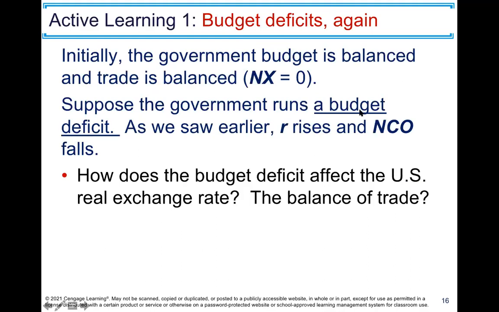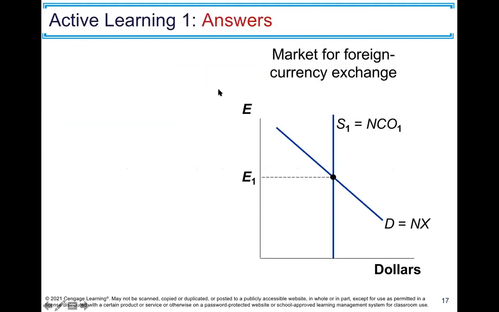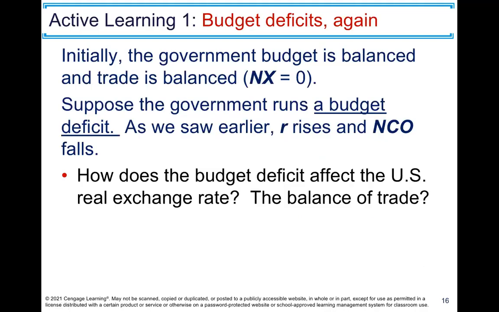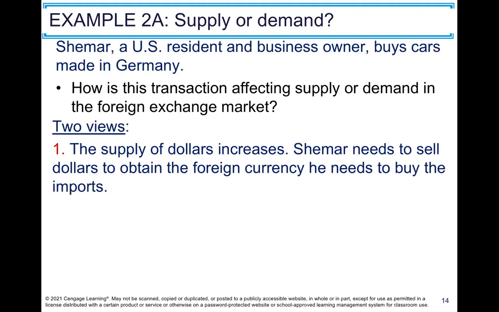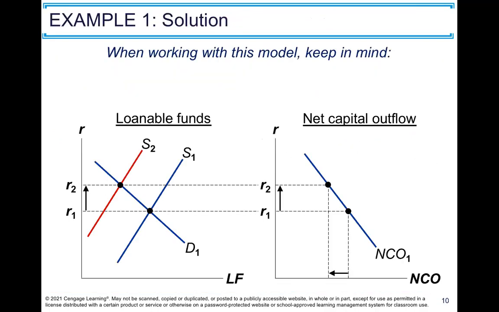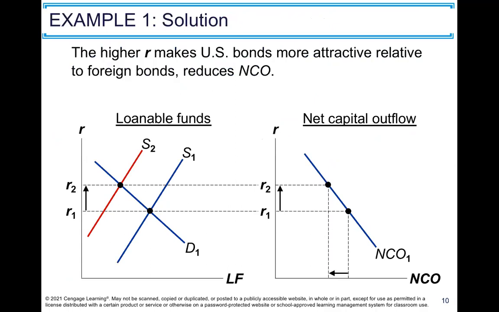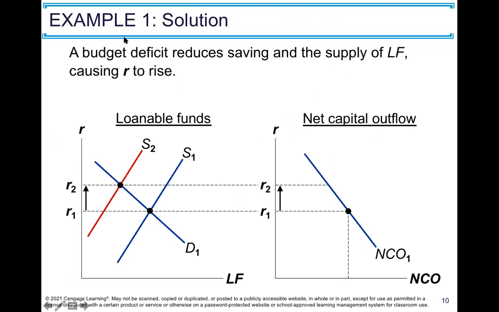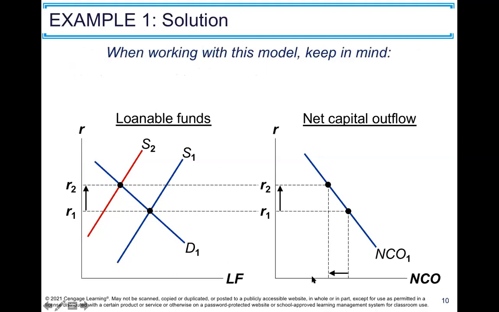So suppose the government runs a budget deficit. As we saw earlier, R rises and NCO falls. So how does this affect the exchange rate and the balance of trade? In this example, this is linked to the example that we looked at right here. This is kind of extending that story. Remember, a budget deficit reduces savings. So that means that we had a shift left in the supply curve, which increased R over here, and that determined a new NCO, which was this.